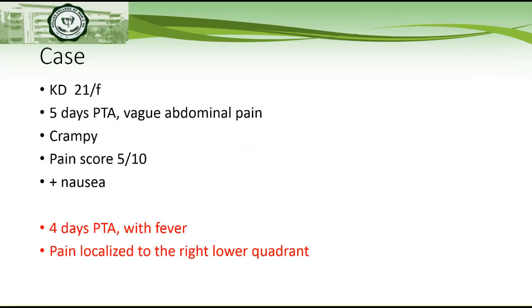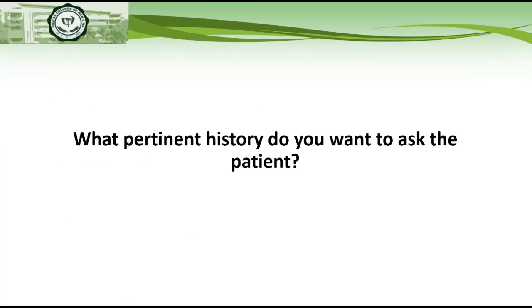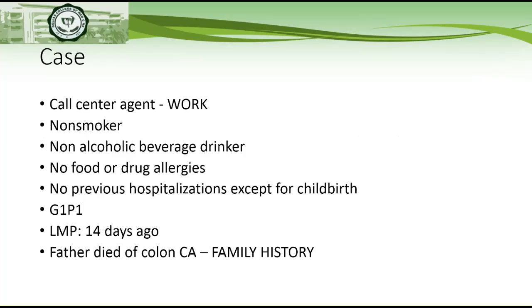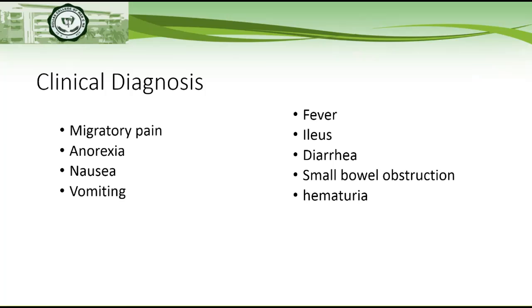So what pertinent history do you want to ask? The patient had a 4-day history of fever and pain localized to the right lower quadrant. You have to ask for the work, previous hospitalizations, and family history of cancer. You need to extract the history. So you also have to ask if there's migratory pain, anorexia, nausea, vomiting, fever, ileus, diarrhea, small bowel obstruction, or hematuria.